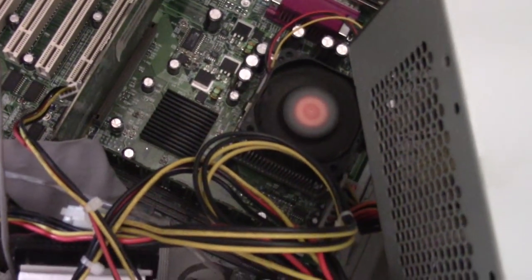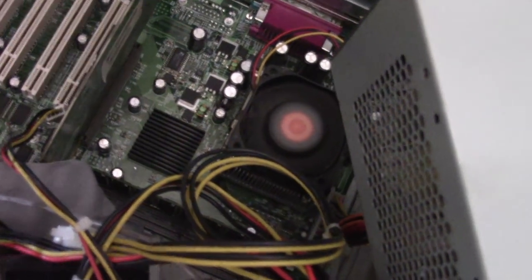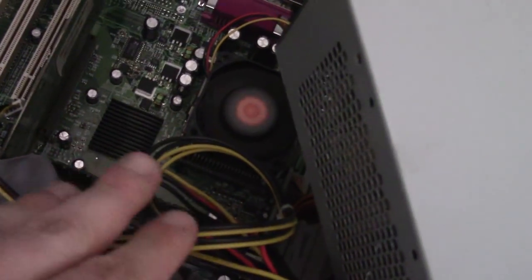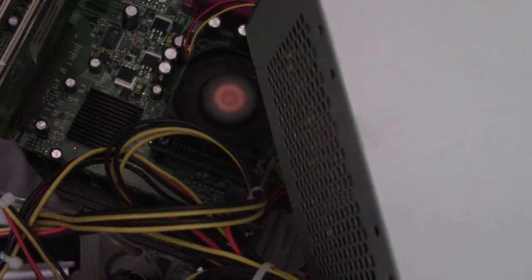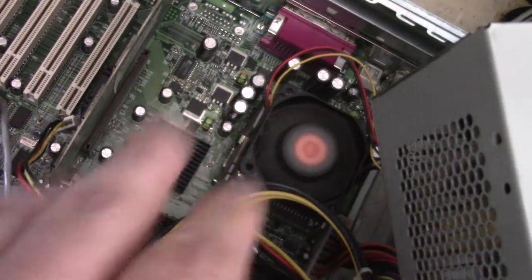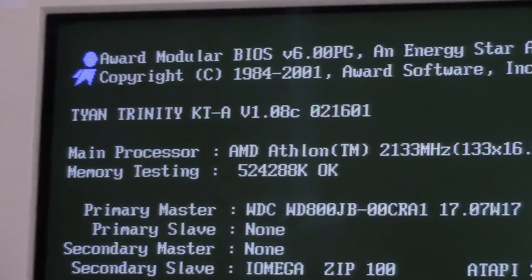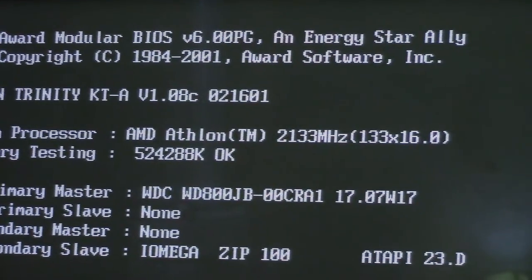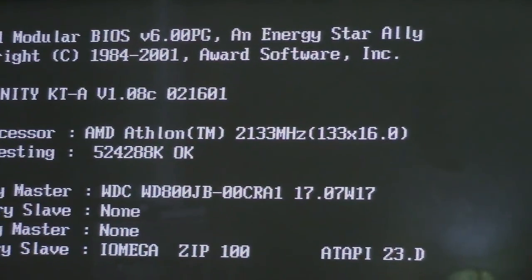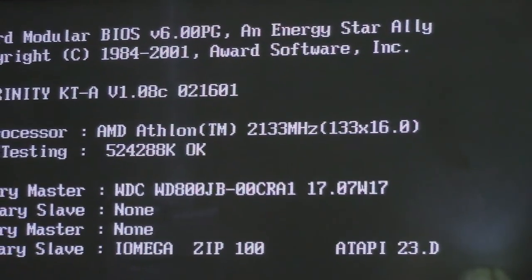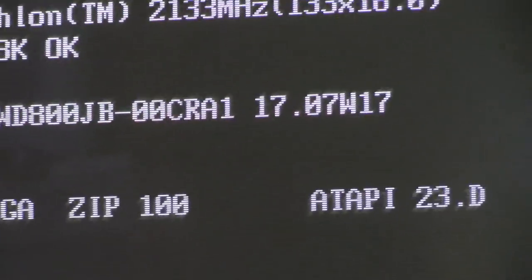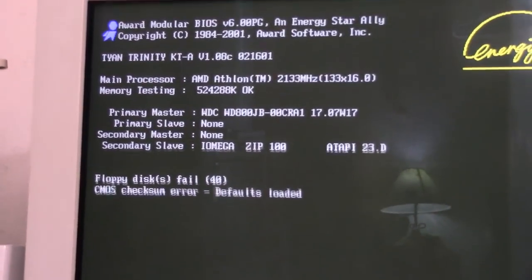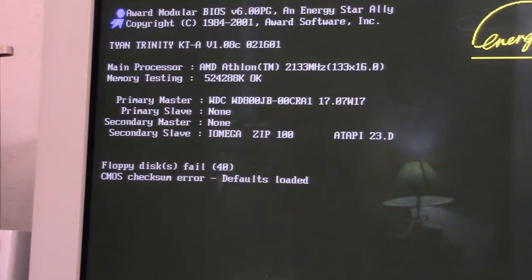So, I put in the Barton Athlon 2800 Plus. Used some really good thermal paste on there. You know, cleaned the heat sink off and stuff, put everything together, and it works. So there we go, AMD Athlon 2133 megahertz, 133 times 16. It appears to be working.